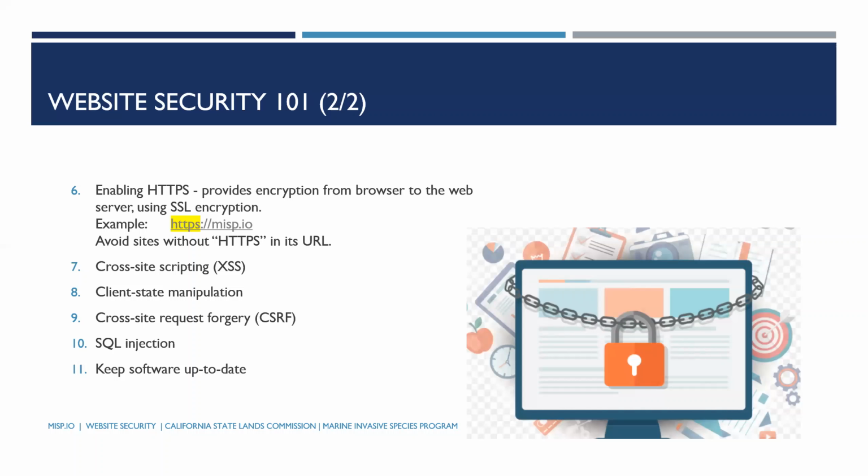Also, we need to enable HTTPS. This protocol provides encryption from the browser to the web server using SSL encryption. For example, HTTPS MISP.io, that's our website. It's also good practice to avoid sites without HTTPS in the URL. Also, cross-site scripting, XSS, client state manipulation, cross-site request forgery known as CSRF, SQL injection, and finally, keeping software up to date.